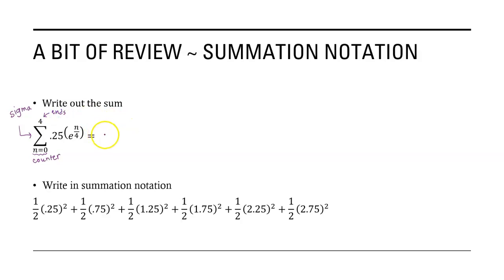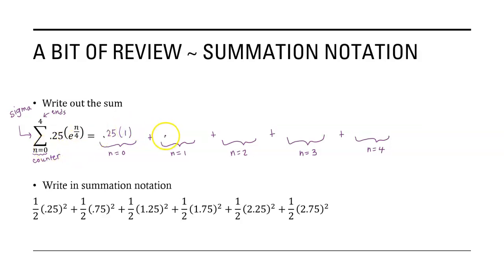So if I'm going to write this out as a sum, my first term would be for n equals 0, and then I'm going to make another term for n equals 1, and another term for n equals 2, and the next term would be for n equals 3, and then my last term would be for n equals 4. So my very first one, if I plug in n equals 0, I'd have 0.25 times e to the 0 divided by 4. So that would actually be e to the 0, which is 1.